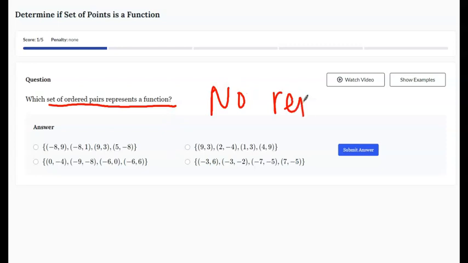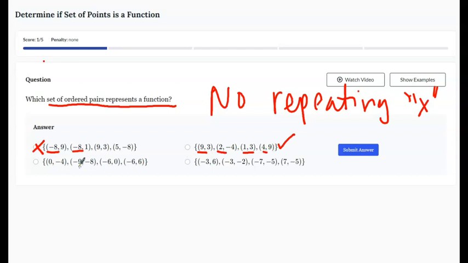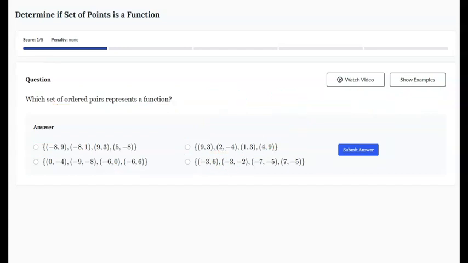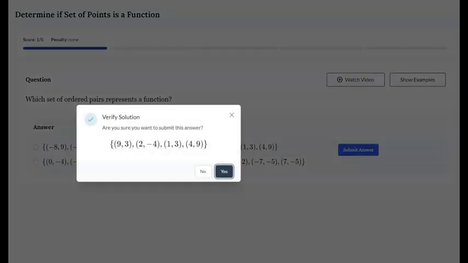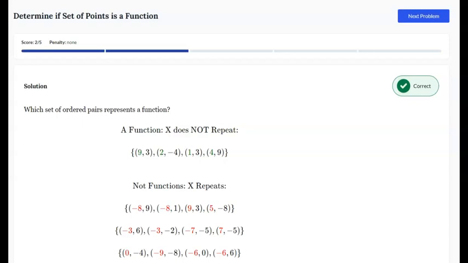So this time we want no repeating x values. No repeating x values. Oh, that has a repeating x value. That's not a function. Ooh, this one looks good. This one has a repeat. This one has a repeat, so that's the winner. So this one is a function. So again, to recap, you are looking for x values without repeating y values.